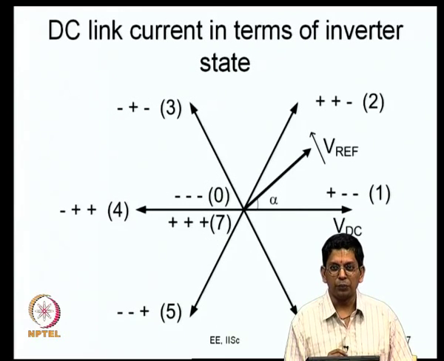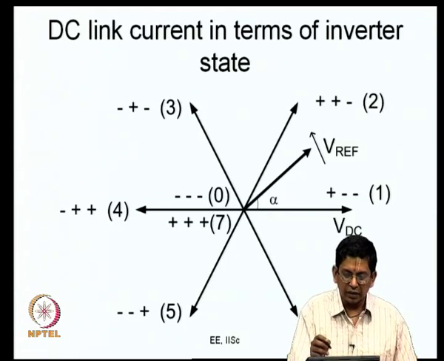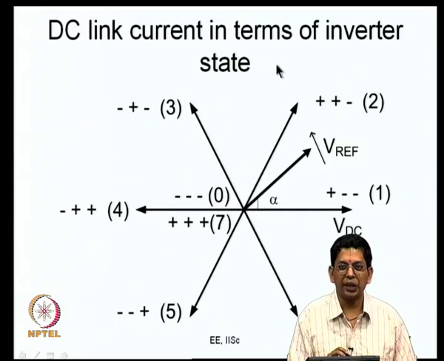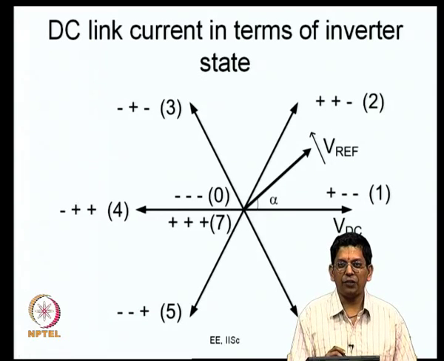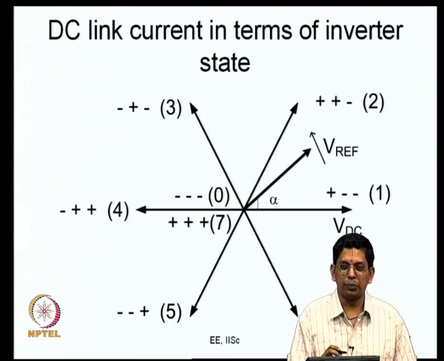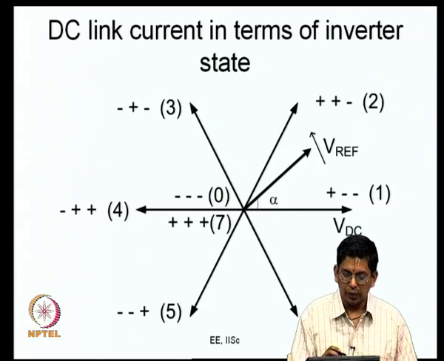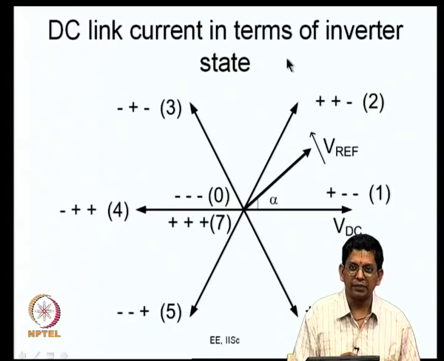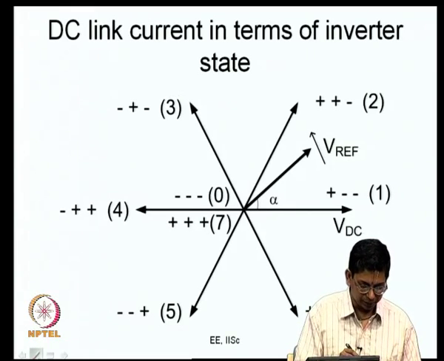So, now what do we do? Let us try and relate the DC link current and the inverter state. At any instant of time, the R phase has some switching function, either the top device is on or the bottom device is on, SR is 0 or 1. Similarly, Y phase, SY is 1 or 0, the top device is on or the bottom is on. Same case for SB also. So, now what are we going to do? We are going to look at the inverter state and then try to relate what the DC link current is. How do we do that?